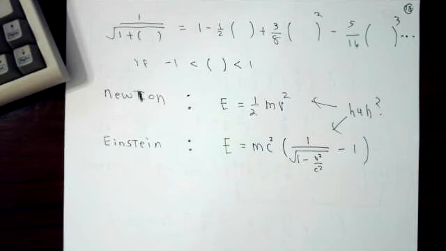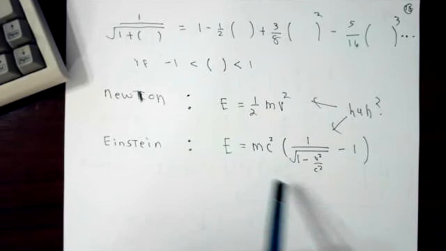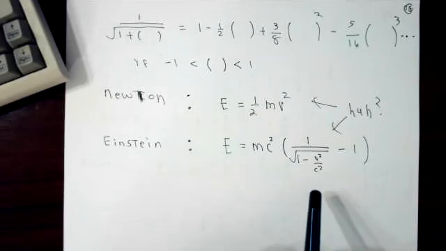In 1905, the special theory of relativity was published, and there were many issues and concerns, but after a great deal of work, Einstein came to the conclusion that the kinetic energy of a moving object ought to be mc squared times 1 over square root 1 minus v squared over c squared minus 1, where m again is the mass of the object, v is its speed, and c is the speed of light.